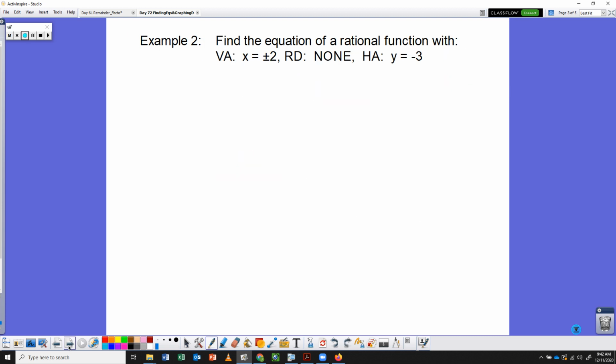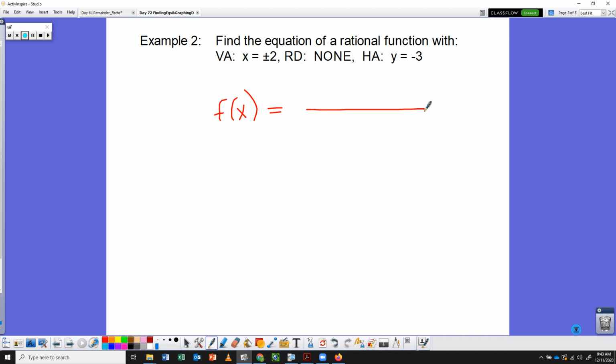Find the equation of a rational function with removable discontinuities at plus and minus 2. Vertical asymptotes at x equals plus and minus 2, removable discontinuities, none, and a horizontal asymptote of y equals negative 3. So again, I'm going to start this thing off. Remember, they're always functions built on a fraction.